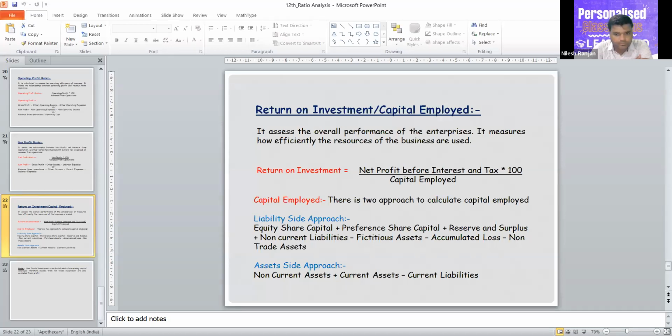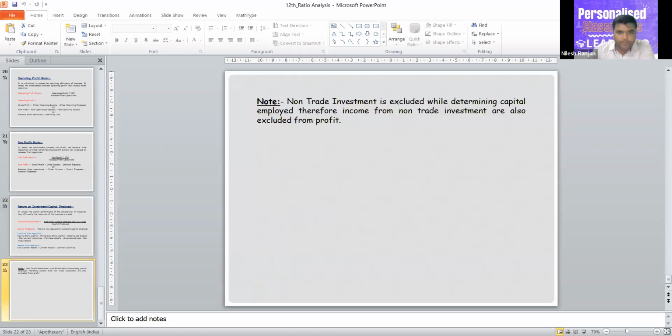So you can add it in note. Actually, you can see here, non-trade investment is excluded while determining capital employed. Therefore, income from non-trade investment is also excluded from profit. So if there is a non-trade investment, let's say 1 lakh rupees and 10% interest on it, we will deduct 1 lakh from total assets and we will remove that 10,000 from net profit before interest and tax.